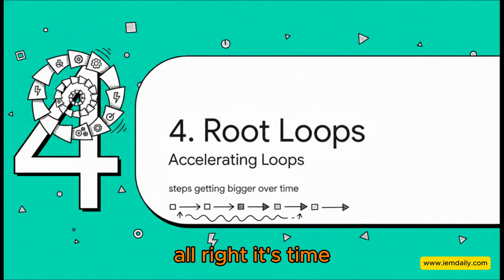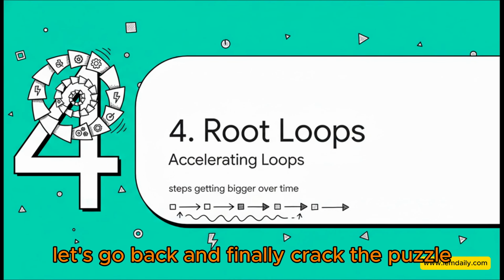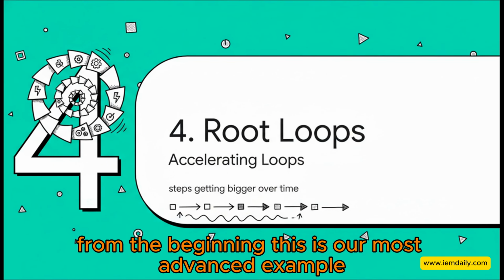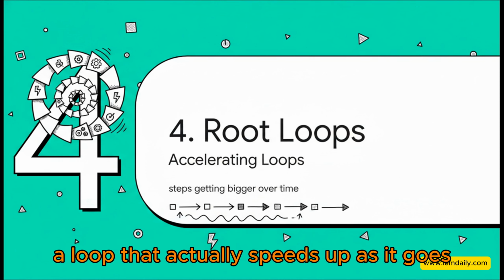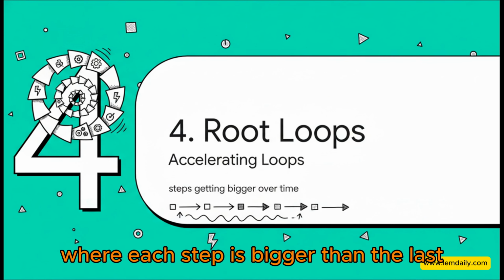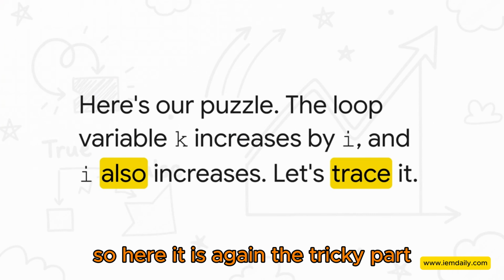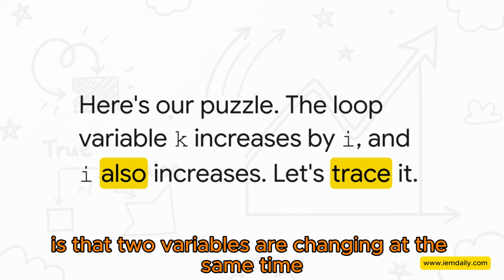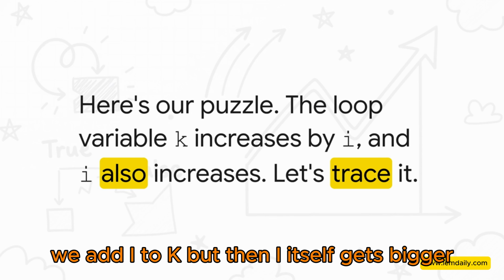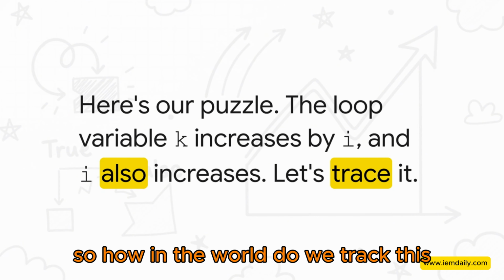All right, it's time. Let's go back and finally crack the puzzle from the beginning. This is our most advanced example, a loop that actually speeds up as it goes, where each step is bigger than the last. So here it is again. The tricky part, as we said, is that two variables are changing at the same time. We add i to k, but then i itself gets bigger. So how in the world do we track this?